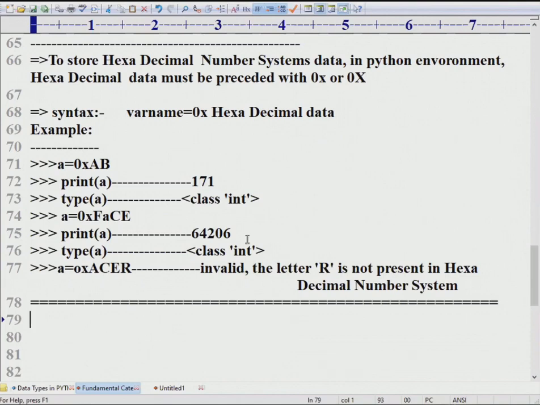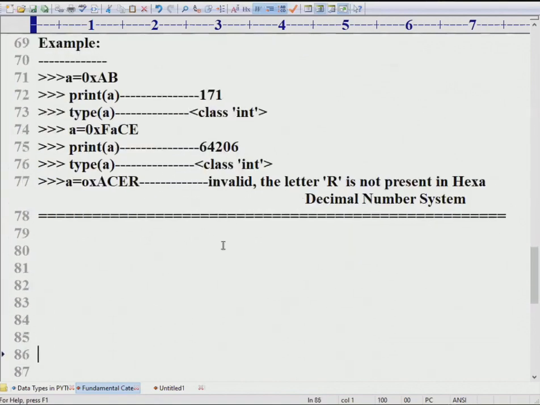What have we converted so far? Hexa into int. Next one? Octal into int. Binary into int. Now we want to convert in reverse. Reverse means decimal number system data into binary, decimal number system data into octal, decimal number system data into hexa. That is called what? Base conversion functions. At the same place, write down the heading: base conversion functions.